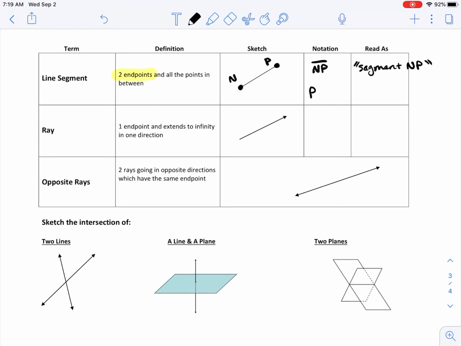We also could name the same one. It's just like a line, where I could switch the letters. It'd be PN, and again, I would just switch it: segment PN.